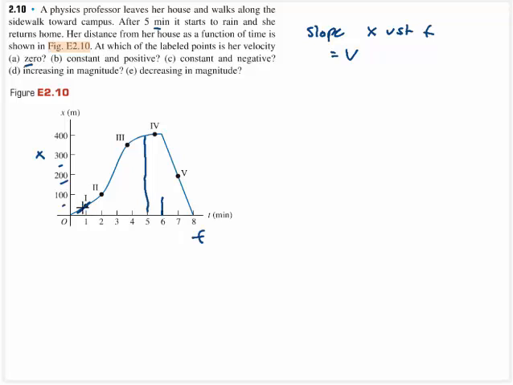So let's look at the slope here, the slope right there, the slope right there, the slope right there, and the slope right there. I would say that it's closest at point 4, so part A is going to be 4. For part B, we're looking for when it's constant and positive. You can see that's going to be a negative slope here. Here it's going to be a positive slope, positive and positive, and which one of these is the most constant?